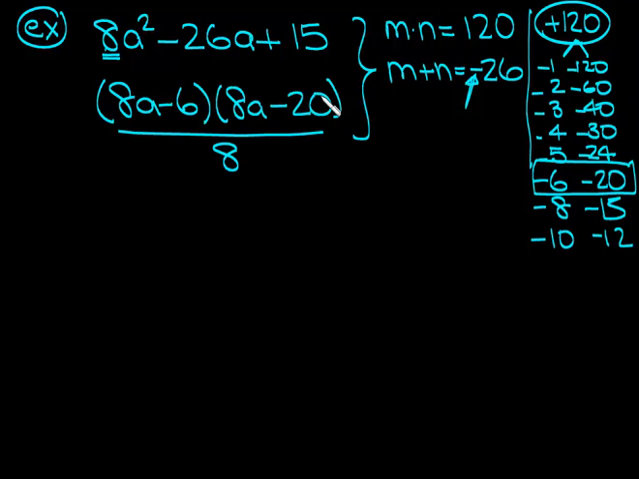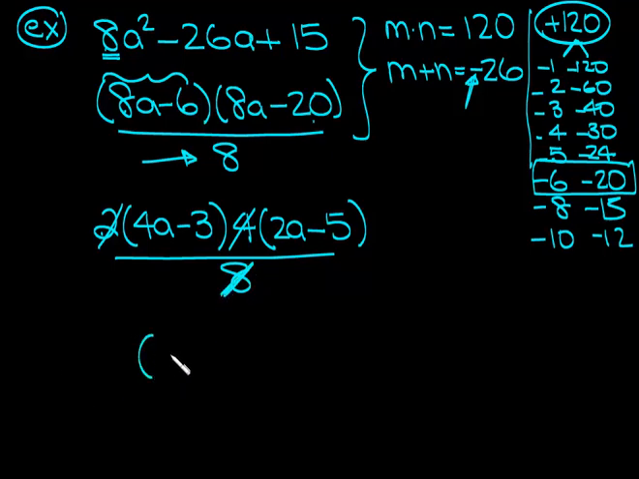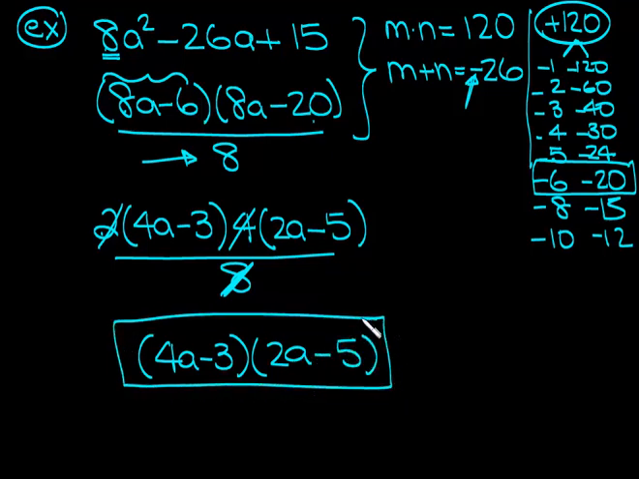Remember, you're not done, because this 8 should cancel. What's common in this one? 2 divides 8 and 2 divides 6, so let's take that 2 out. So I get 4a minus 3. What's common in this one? A 4, because 4 divides 8, so you get 2a, and 4 divides 20, so you get 5, divided by 8. What is 2 times 4? 8, so this will cancel this 8. So your answer is 4a minus 3 and 2a minus 5. There's your answer to that problem.